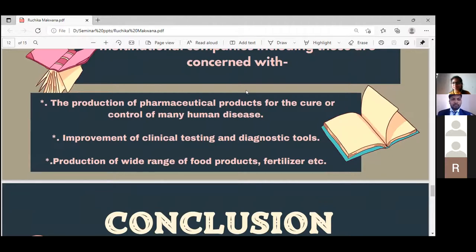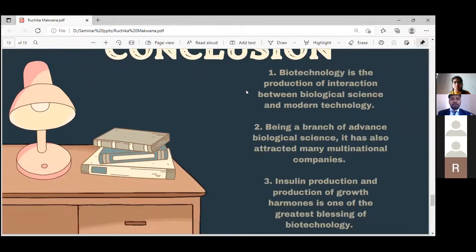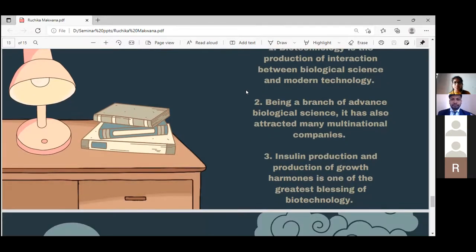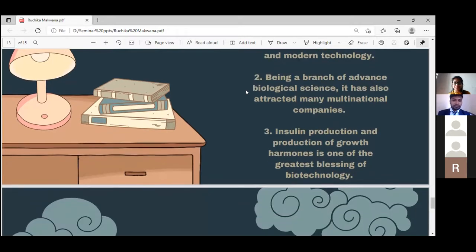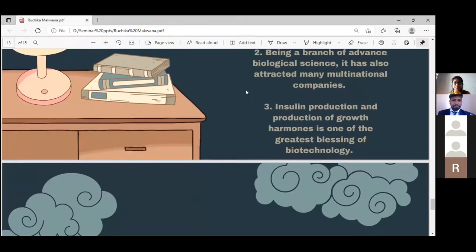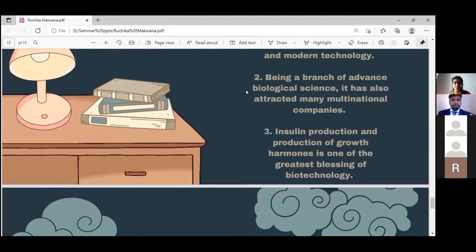Then last is the conclusion. Biotechnology is a complement, not a substitute, for many areas of conventional research. Biotechnology is a product of the interaction between biological science and modern technology. Biotechnology utilizes living cells and cellular materials to create pharmaceutical, diagnostic, agricultural, environmental, and other products to benefit society. In simple words, biotechnology is a technology which can recreate nature more beautifully. Thank you.